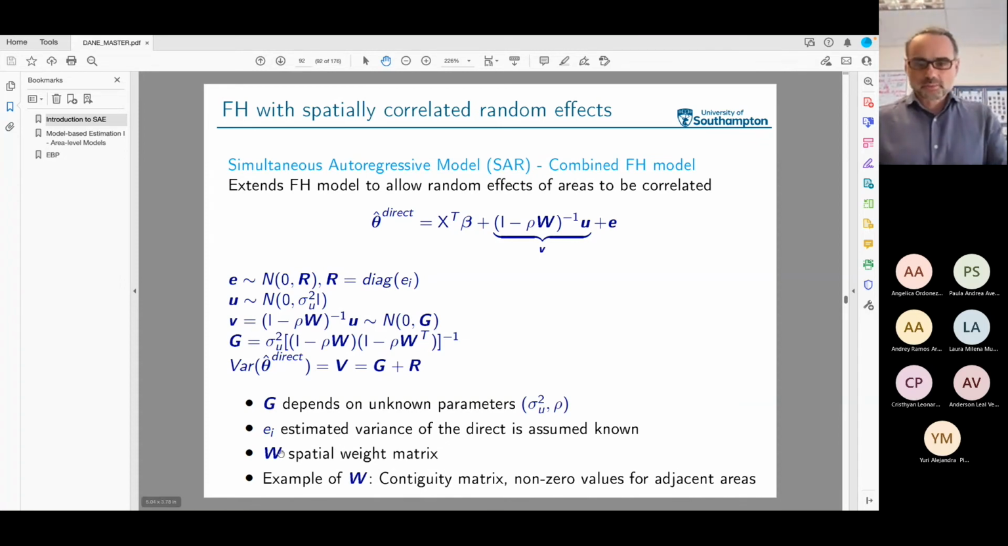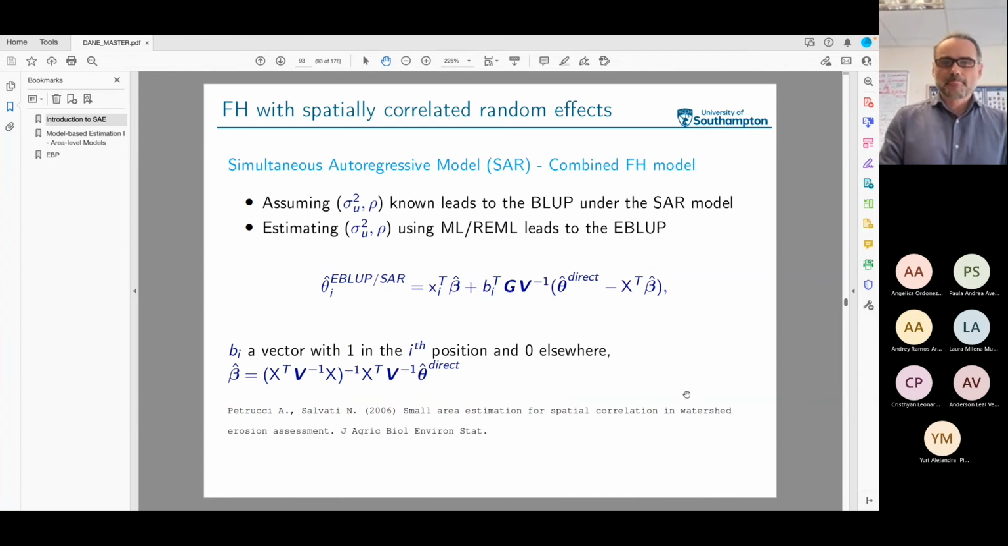W is a spatial weight matrix. In the example of W that we're going to use here, we use a contiguity matrix where we have non-zero values for areas that are contiguous, that are adjacent. So for neighboring areas, we have a non-zero value, and for areas that are not neighboring, we have a zero value. This is only one example of the W matrix, and there are different ways of specifying it.